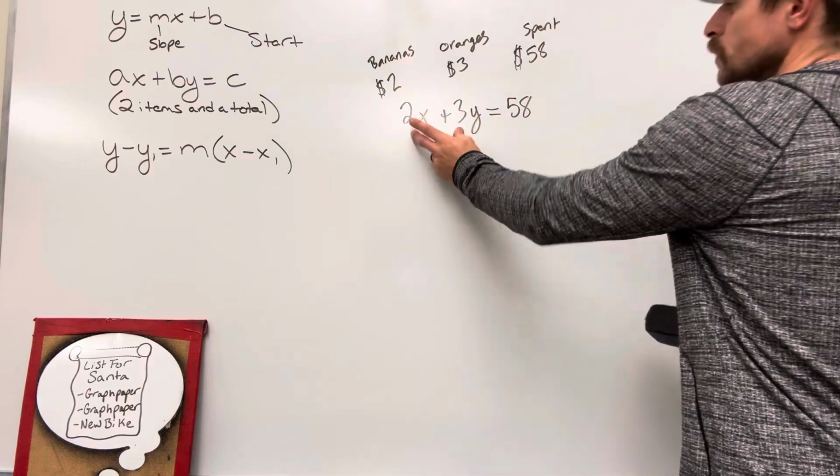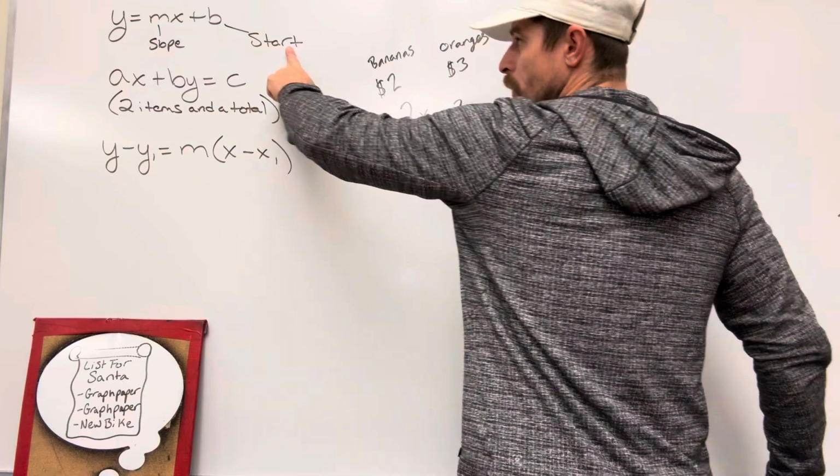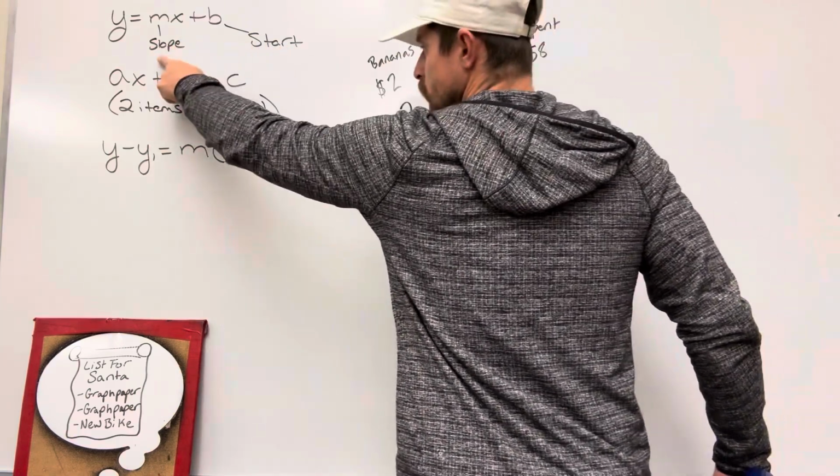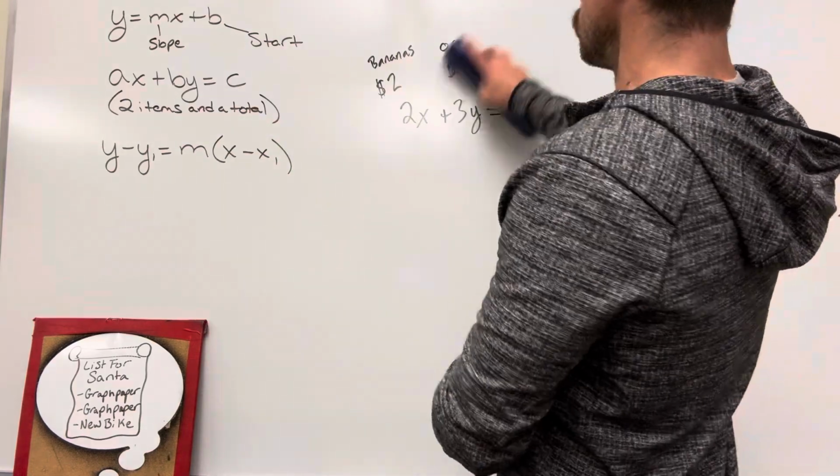Okay, so two different items and a total. Slope intercept, starting point and a rate of change. Starting point, rate of change. Standard form, two items and a total. Let me give you another scenario of two different items.